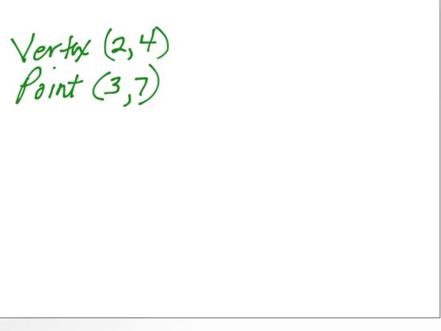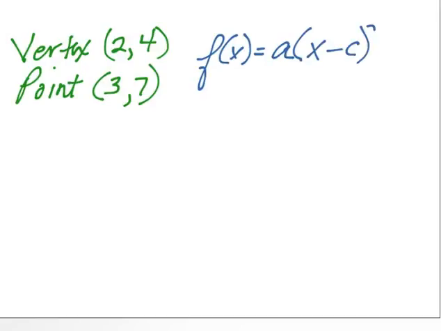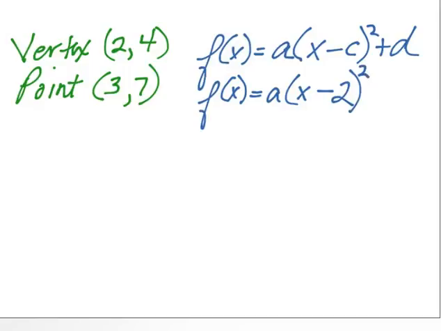Let's do another one real quick, just to kind of think through it. I'm not asking you to do it, I'm just asking you to think through it. Vertex form looks like this: a times x minus c squared plus d. That's our skeleton. So what we're going to do is start by putting the vertex in there. So that's x minus 2 squared plus 4. That's the vertex. We put the 2 in for C and 4 in for D. Okay, there we are.